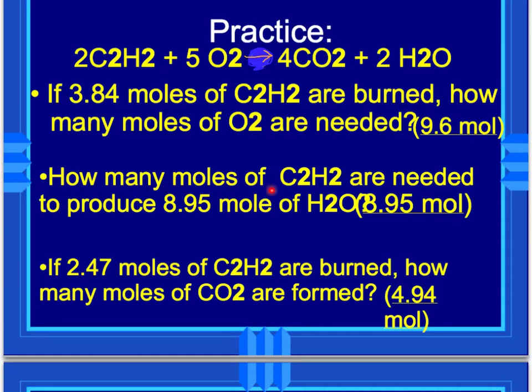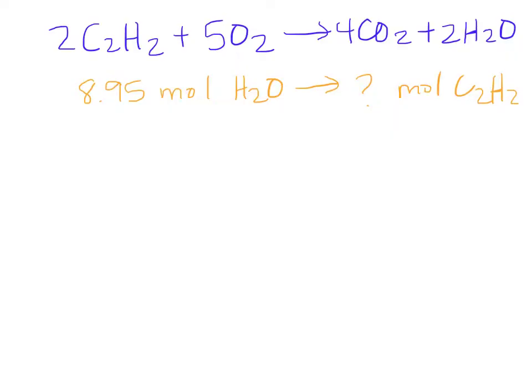It says, how many moles of acetylene are needed to produce 8.95 moles of water? And so let's just go ahead and take a look on the next slide at how to solve this. So again, I've just simply rewritten the chemical equation, and for me, I always like to draw a picture to see what I'm supposed to be doing. But remember, the problem said, how many moles of acetylene are needed to produce 8.95 moles of water? So they're giving you this amount here, and they're asking you for how many moles of acetylene.